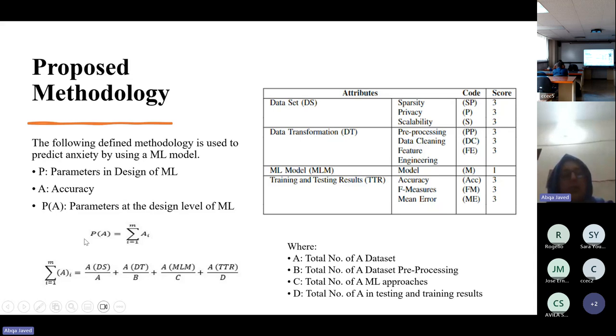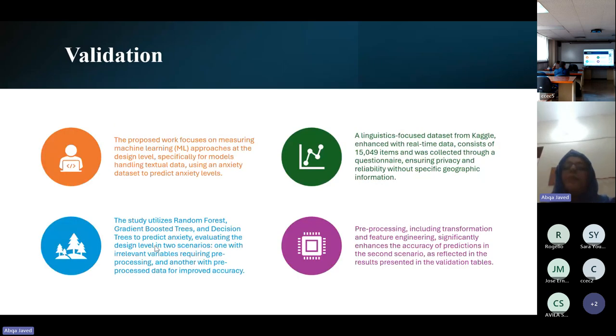So we proposed this equation by using these attributes. By assigning the values to each code, P denotes the parameters in design of ML, and A denotes the accuracy parameter. So P of A is particularly the parameter at the design level of machine learning. Here we calculate the complete accuracy of the model by adding up all the parameters that we used to measure it. So A is the total number of data sets, B is the total number of data sets that are pre-processed, C is the total number of ML approaches, and G is the total number of training and testing phases. We apply this equation to predict the anxiety level.